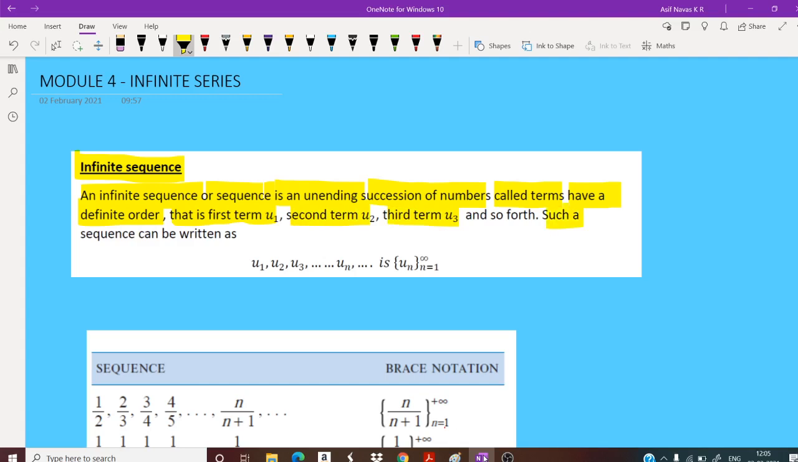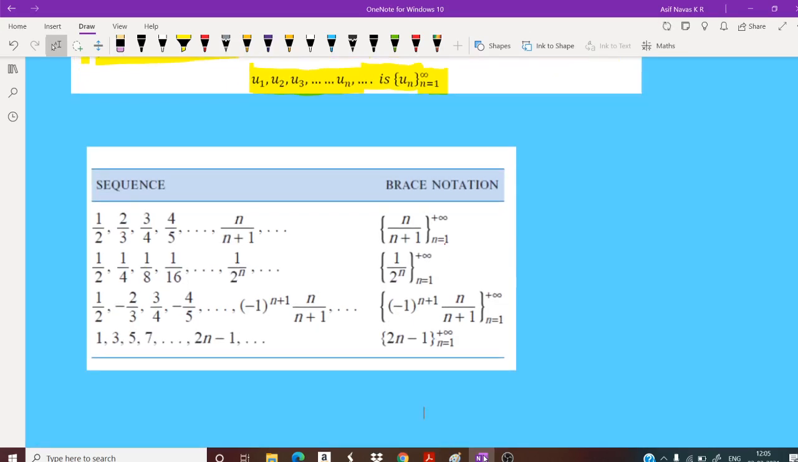Such a sequence can be written as, so this is the order: the first term u1, u2, u3, etc., un, etc. And it has a notation {un}, n equal to 1 to infinity. Okay, now we will check out a few examples.